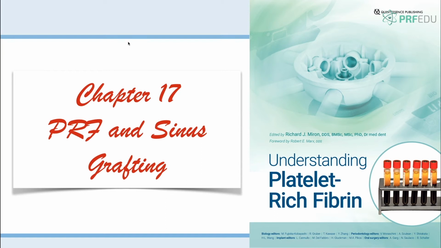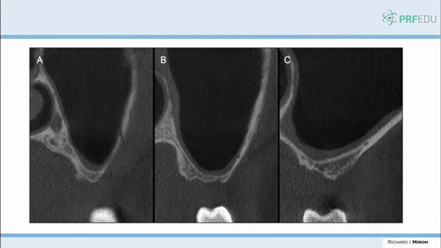Okay, so now we're going to go over Chapter 17, which is going to cover sinus grafting. And this is, of course, an area where PRF is often utilized. So the first thing that I want to make a point to is that the width of the sinus is, of course, very, very important for using PRF alone versus using it with a bone grafting material.